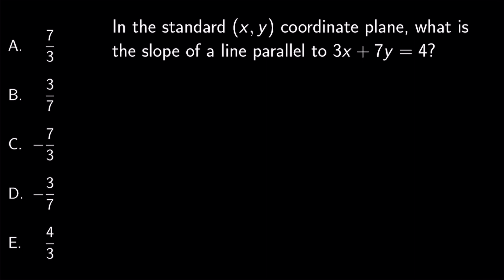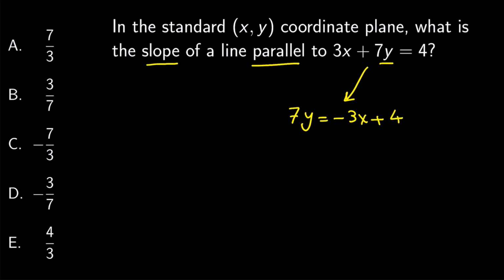In the standard xy coordinate plane, what is the slope of a line parallel to 3x plus 7y equals 4? To find the slope of the line, we should keep the variable y on one side and bring the rest to the other side of the equation. So we write 7y equals minus 3x plus 4. We can divide the equation by 7 to get y equals minus 3 sevenths x plus 4 sevenths.